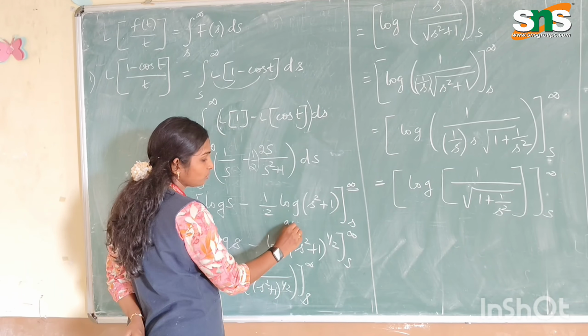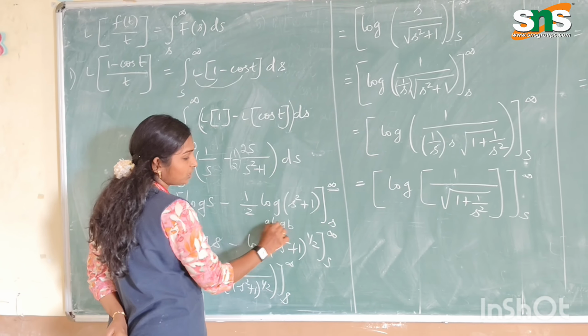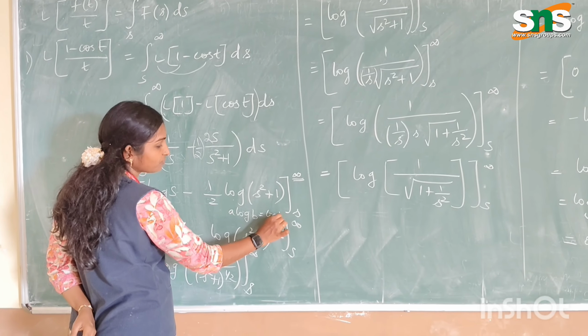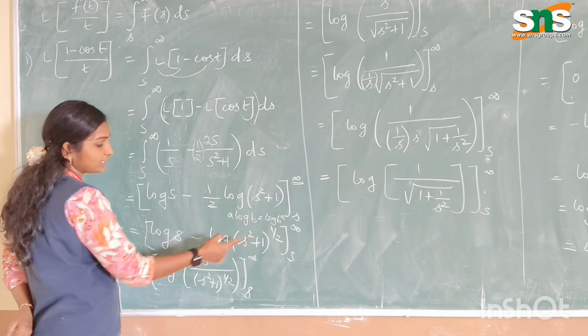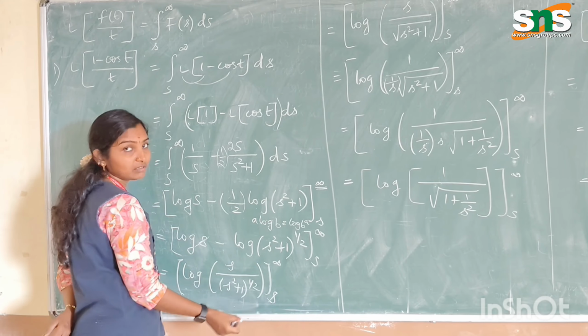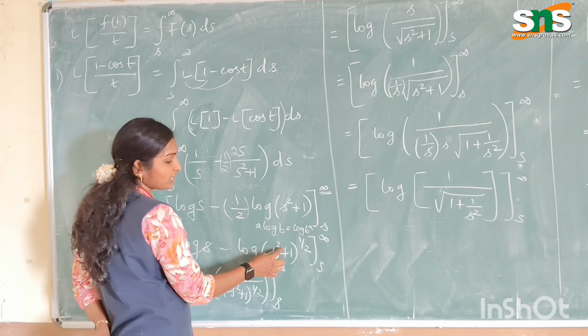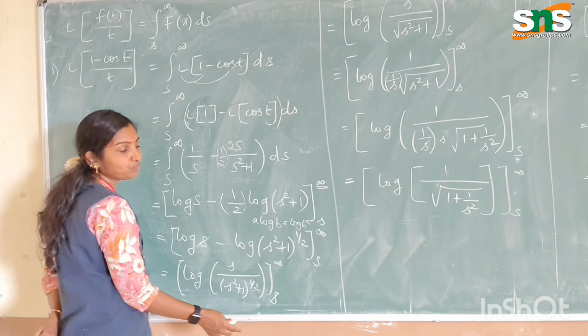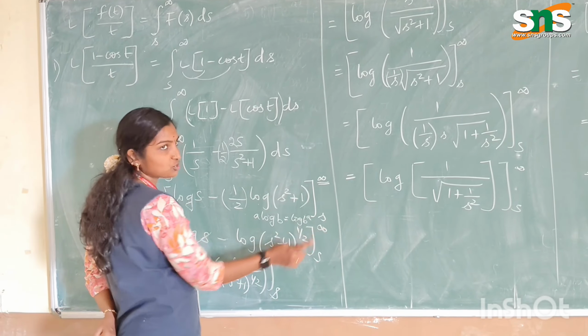We have a log rule: log of a log b is equal to log of b to the power a. In that manner, we have just taken this 1 by 2 to the power of the value, which is log of s square plus 1 to the power 1 by 2. What is its limit? Its limit is s to infinity.